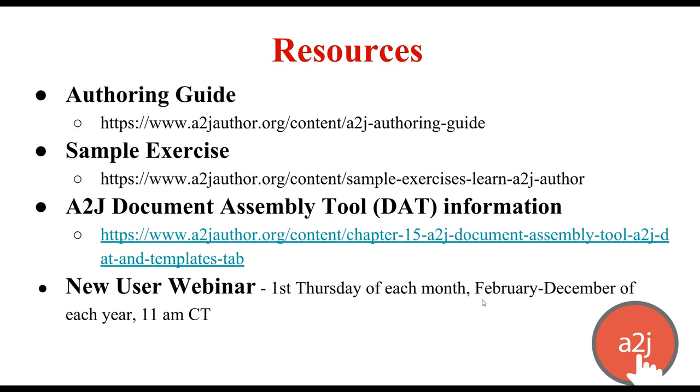Additional resources that might be helpful for you is our authoring guide first. The authoring guide is about 300 pages. It's a software manual. And it's available at a2jauthor.org/content/a2j-authoring-guide. It's also available under the Learn tab on our website at the top. And this will give you complete instructions on how to use any aspect of the software.